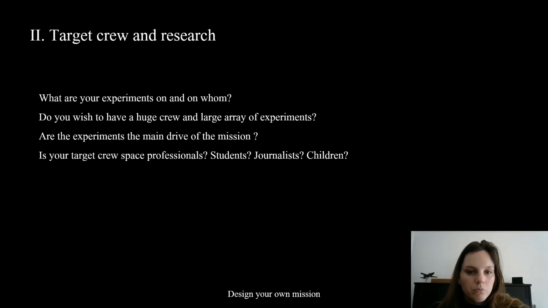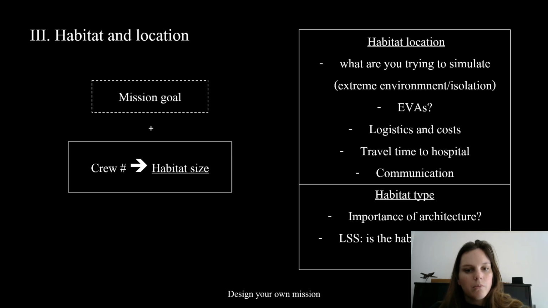So you got your target crew, you got your research ideas. Now let's talk about the habitat and location. You got your mission goal. If your mission goal is to have lots of EVAs with a crew of children, you're not going to do that in the Arctic or in a desert. It's very dangerous, and going to be quite difficult. So you might want to do EVAs, for example, in a sandbox. It can be a very big sandbox, but not too far from the city, so it's accessible and easy to save them if anything happens.